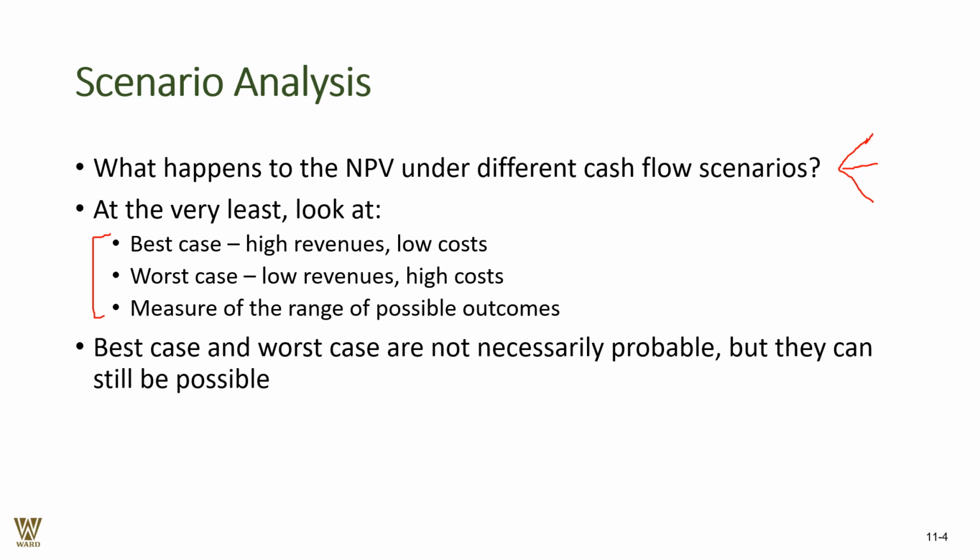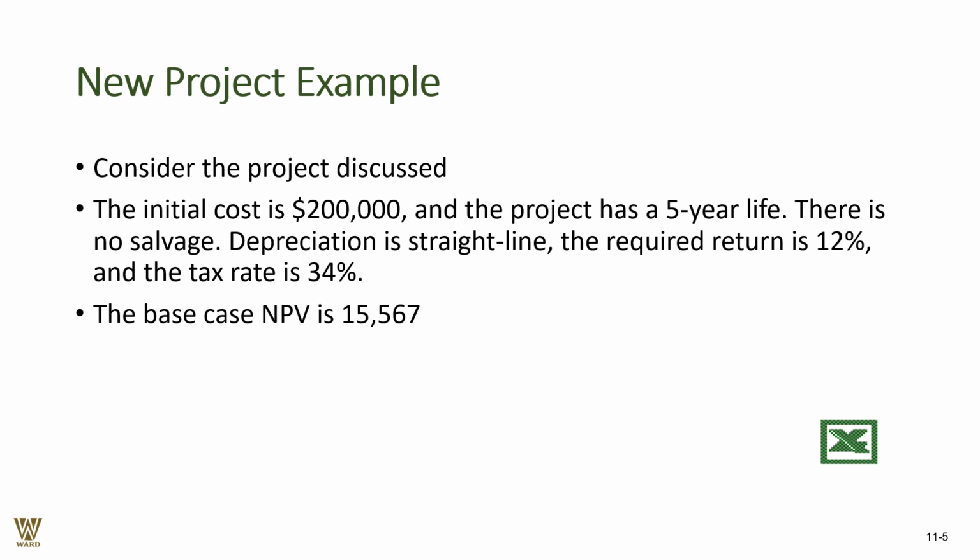The best case: high revenue, low cost. Absolutely, it's a cash cow. Worst case scenario: low revenues and high cost. I'm putting in money, but probably it's not giving me enough to sustain, and this measures the range of possible outcomes. So best case and worst case are not necessarily probable, but they can still be possible. So you should be both optimistic and pessimistic. Probably neither the optimistic things happen, nor the pessimistic things happen. So one needs to be realistic, but should be prepared for either of the avenues of positive or negative outcomes. Let us discuss this project.